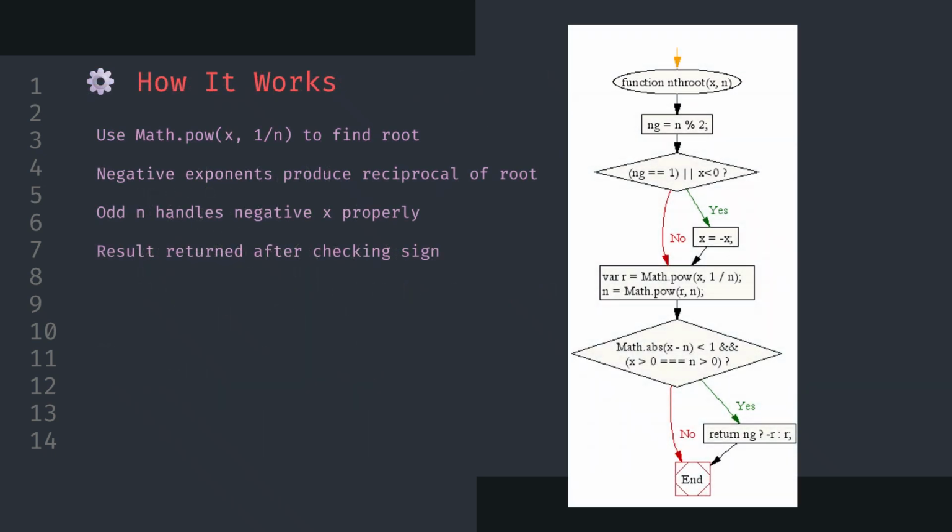We use the power operator to get the nth root by raising the number to 1 over n. If the exponent is negative, we're really finding a reciprocal root. We also handle negatives differently for odd versus even roots. In the end, we get exactly the value we want.